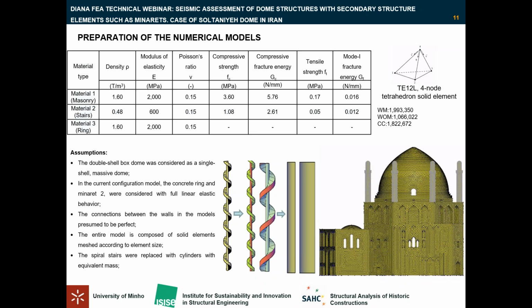The entire model is composed of solid elements meshed according to the element size. The spiral stairs were replaced with cylinders with equivalent mass. For the simplification, we first tried to simplify this spiral stairs to this form of ramps, but again, there were several difficulties in the FEM model. So finally, we decided to replace the stairs with equivalent cylinders, as you can see here.